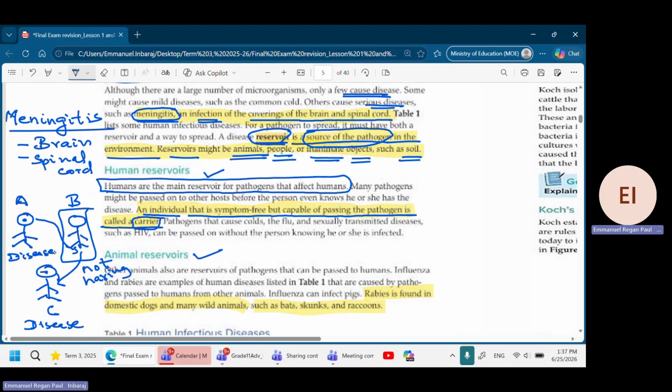Keep this in your mind. So what is a carrier? Carrier carries. See the word carry. A carrier carries the disease from one to the other. Keep that in mind. That's called a carrier. Okay, let's look at the next one.